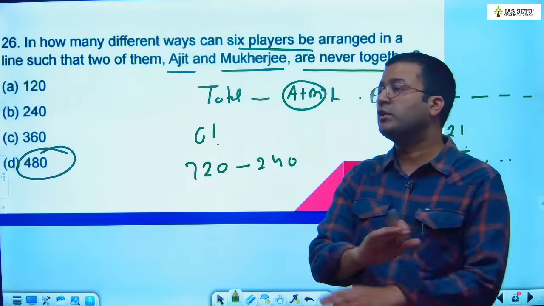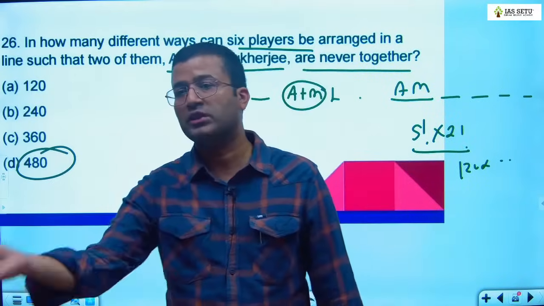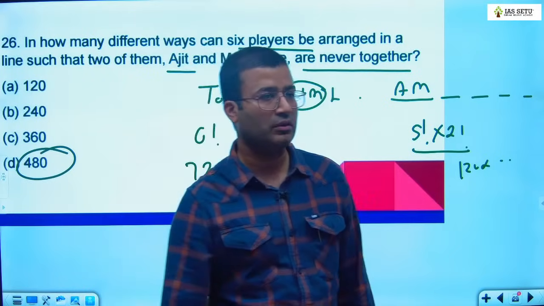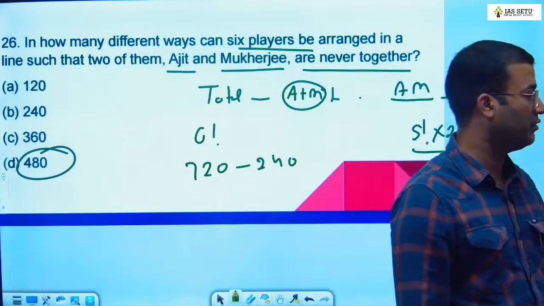Out of 10 people, 3 people should never sit together. Total minus together. Total minus non-favorable is advisable.